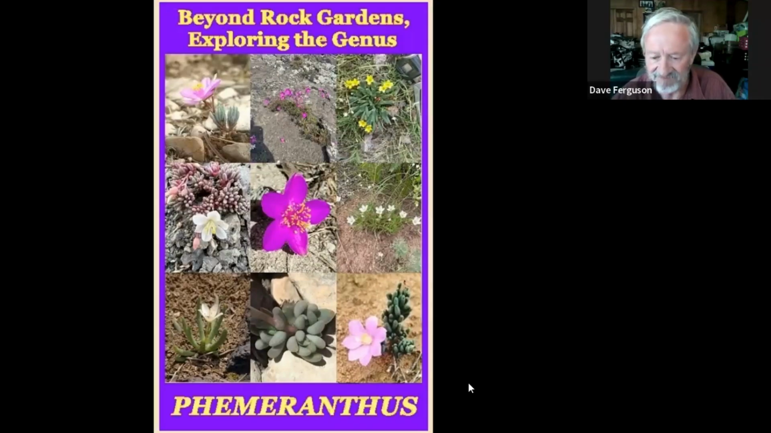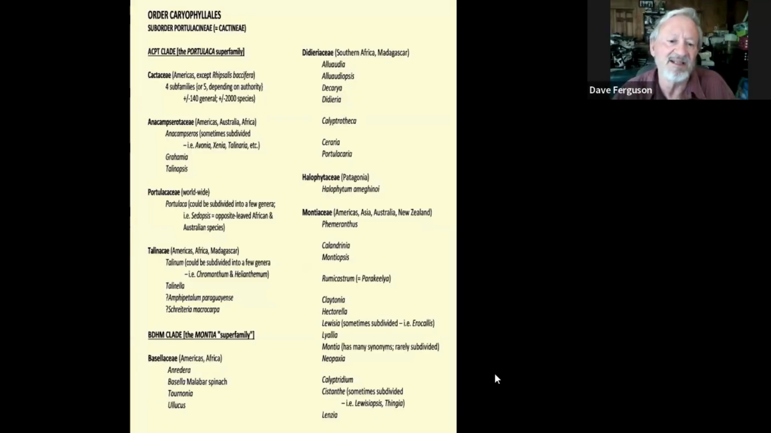My computer's lagging here. Let's talk a little bit about where they belong, what they're related to. Phemeranthus were traditionally placed by most in the genus Talinum, which I've already mentioned, and they were placed in the family Portulacaceae.